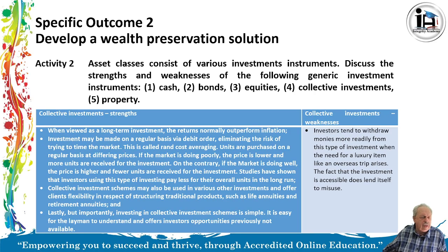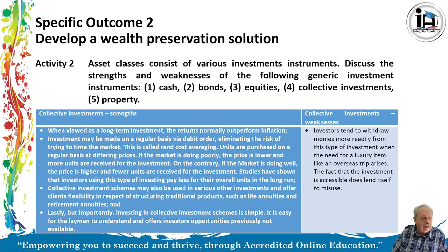Right, if we look at more strengths of a collective investment, when viewed as a long-term investment, the returns normally outperform inflation. Investment may be made on a regular basis via debit order, eliminating the risk of trying to time the market. This is called Rand cost averaging, which means you buy a share at a low value or a high value depending on where the market is at that point. So you sometimes buy cheaper shares and sometimes buy more expensive shares, but it balances itself out over time.